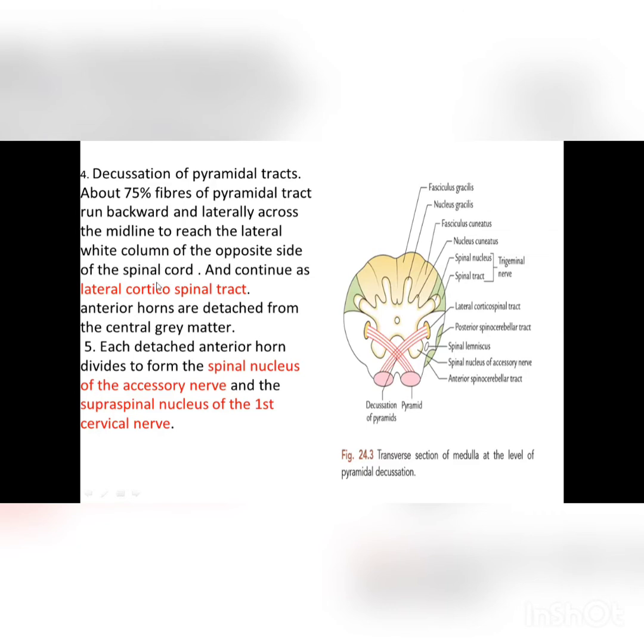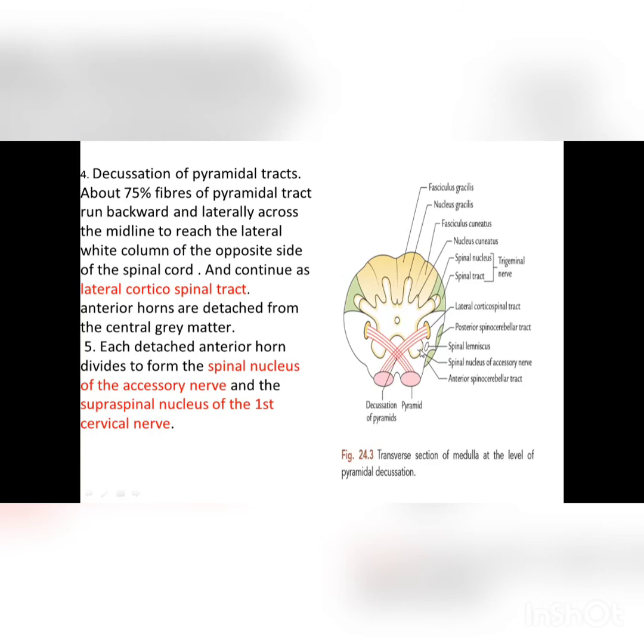Lateral white column of the opposite side of the spinal cord, and continue as the lateral cortico-spinal tract, as you can see here. So about 75% of the fibers of the pyramidal tract run backwards and laterally across the midline to reach the lateral white column of the opposite side of the spinal cord and continue as the lateral cortico-spinal tract.